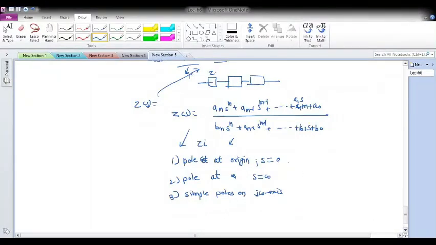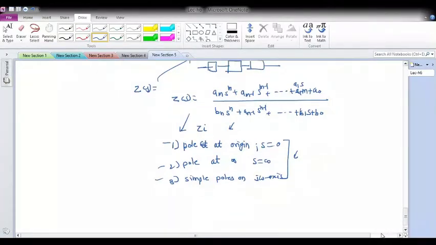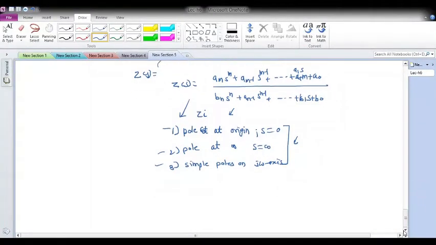So it means we are breaking up the Z of s into a number of Zi's, which means we are removing the pole at origin, the pole at infinity, and the simple poles on the j omega axis. So this is what we have to do. Okay, now let us see them one by one.